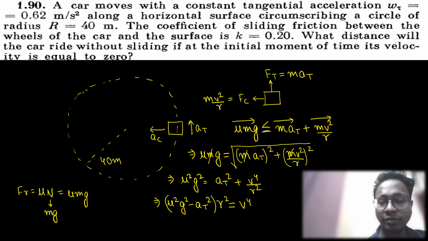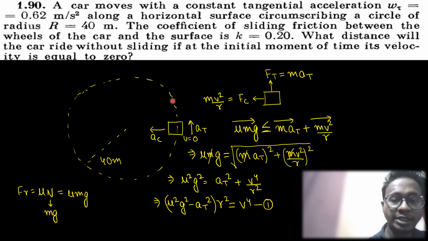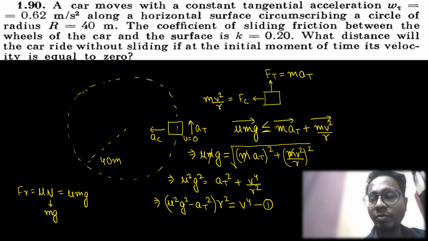Now the next part of the question that I'm trying to solve is, the car started with the initial velocity equal to 0, and there is a tangential acceleration across the surface. So at what distance will the car reach this velocity? That is my second part of the question. So can I simply apply v square is equal to u square plus 2as? I need to find out this value.